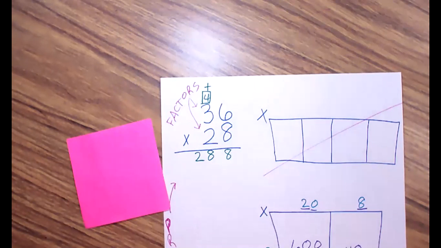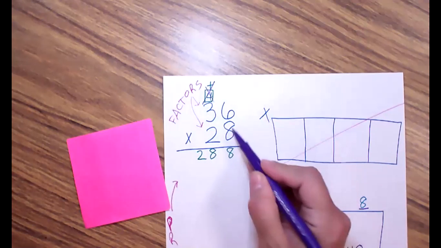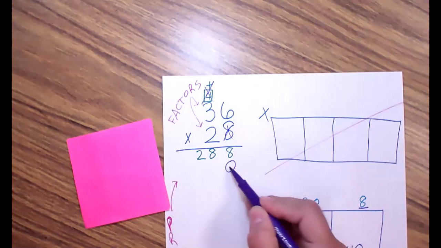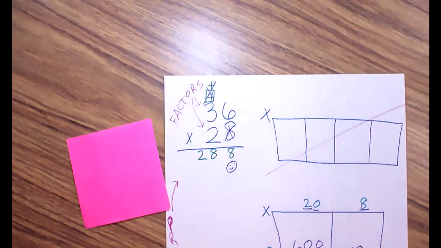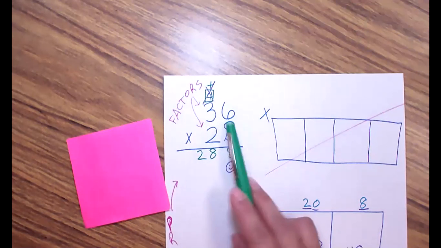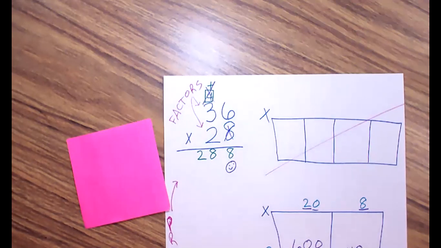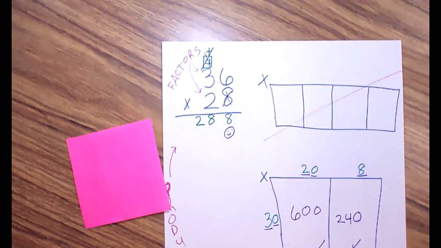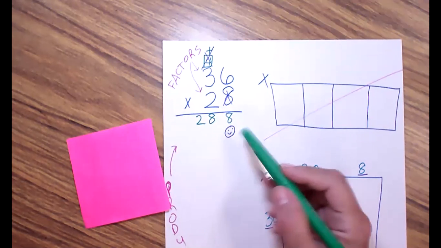Now, my next strategy is that I'm going to do an X, X, O. And here I put a little smiley face because I don't want to forget to put a 0 there, because this isn't really 2 times 6. It'll be 20 times 6. And the way I remember that is I sing the song, if you're happy and you know it, clap your hands. I put a smiley face there.